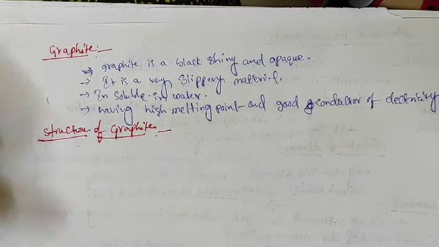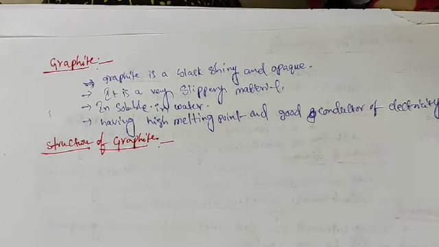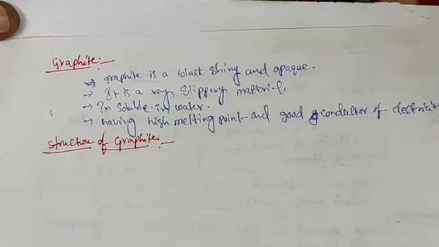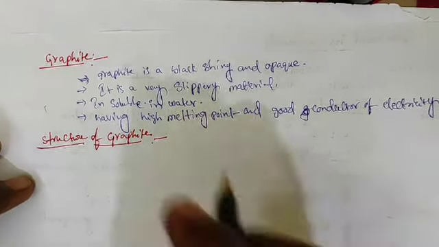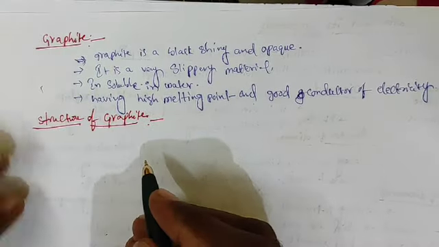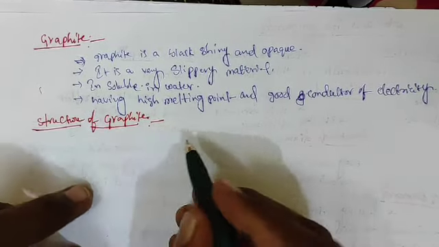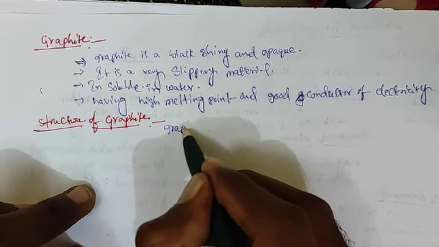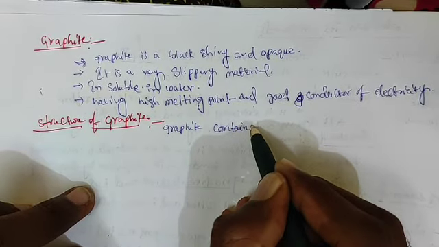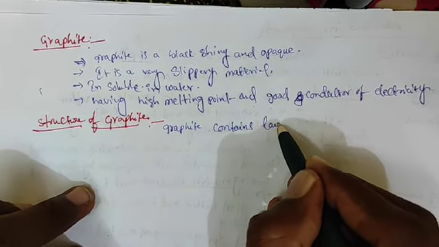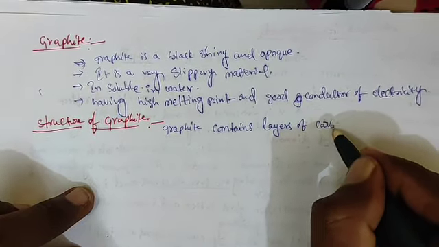Structure of graphite. So graphite contains layers of carbon atoms.